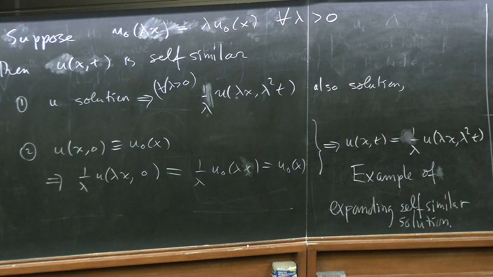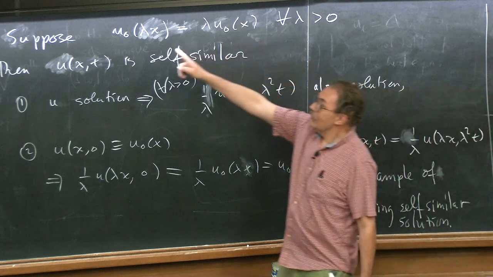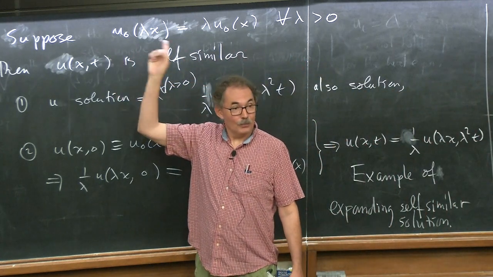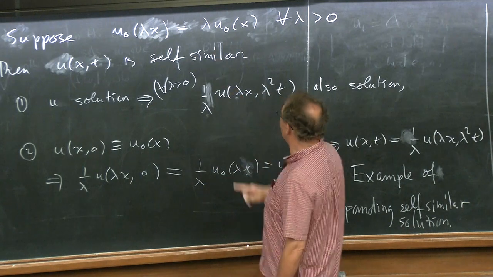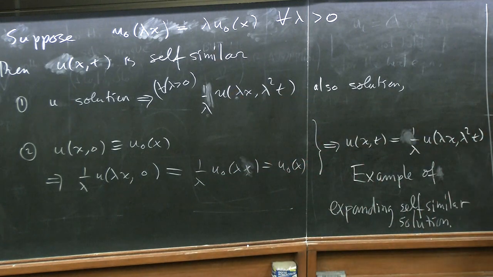Okay, and now this means, so this is an example. It's an example of an expanding self-similar solution, and it's not one example. It's a really large class of examples. For each Lipschitz function whose graph is a cone, for each homogeneous of degree one function, you get one of these things. Okay, so in particular, for curve shortening, if I take a V as initial condition, then there exists a self-similar expanding solution.